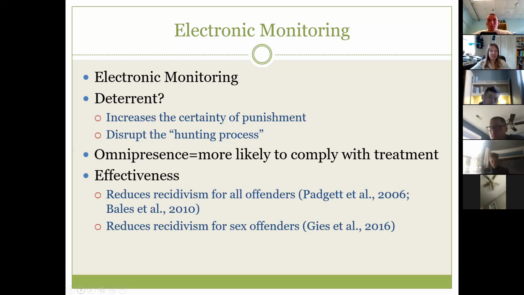So the next thing it does is it disrupts the hunting process. Anecdotal evidence has indicated that sex offenders are creatures of habit. And I've seen this amongst the several sex offenders that I have interviewed. They usually do the same thing every day. So they are creatures of habit. And if there is a deviation from their normal daily routine, it can be an indication that this offender is on the hunt for a victim.